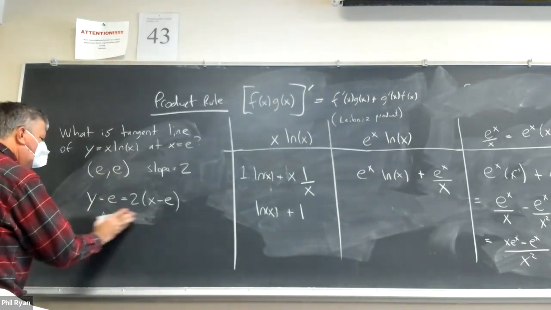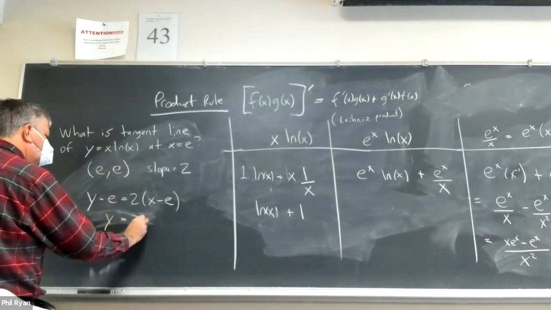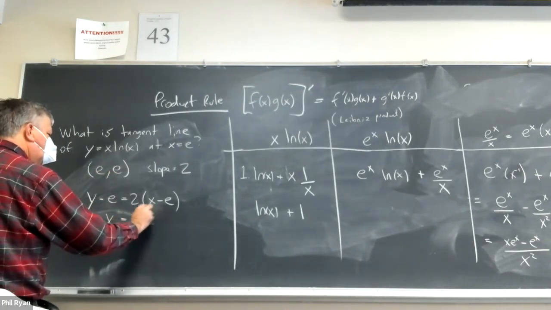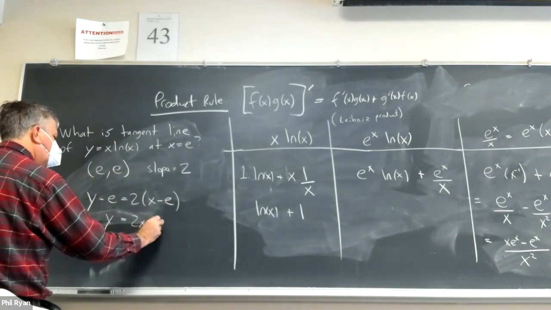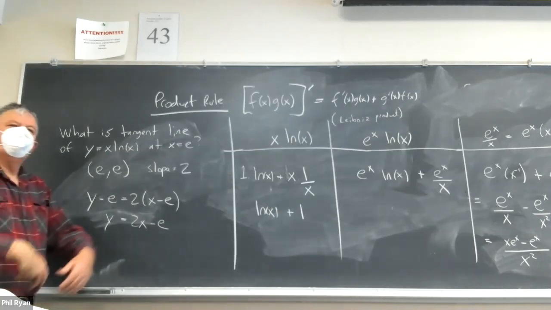Anyway, you can also write this as y equals 2x minus 2e plus e, which is minus e. And that's it in the slope intercept form. Okay, so all we're doing is we're learning more functions to differentiate.